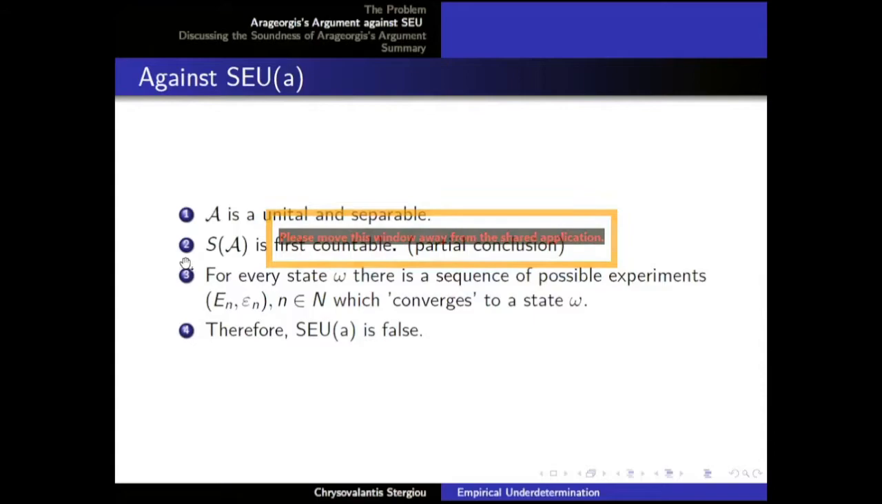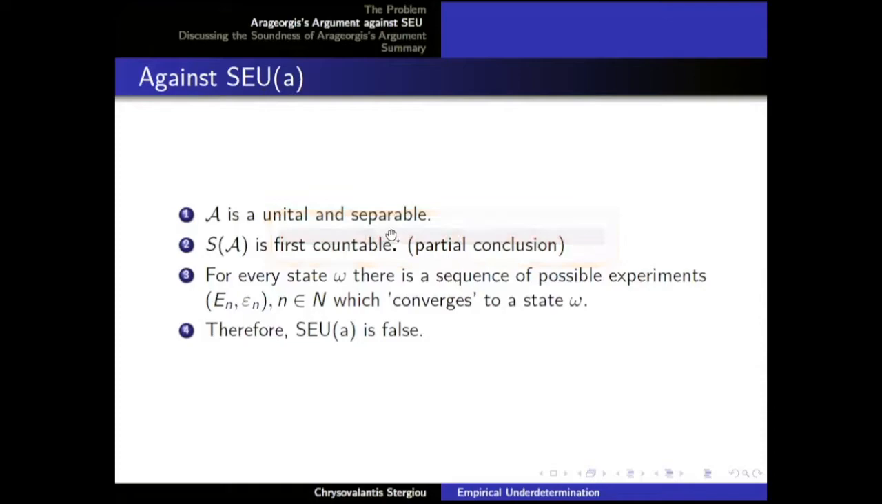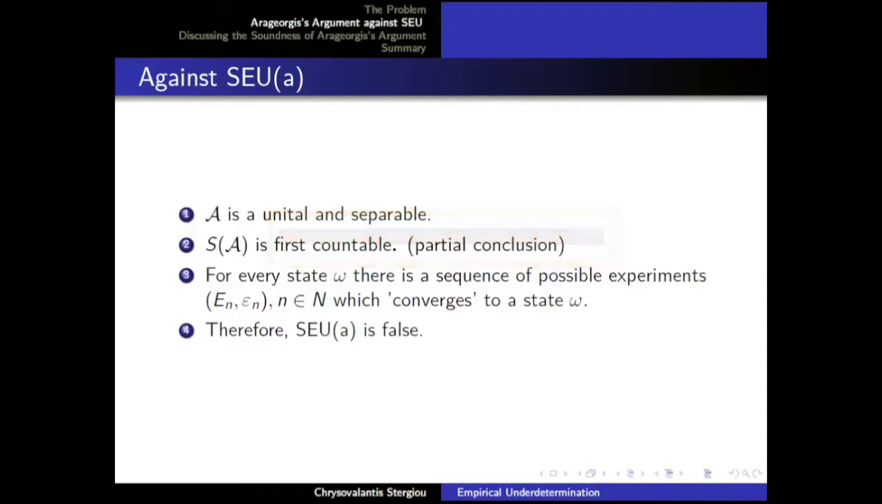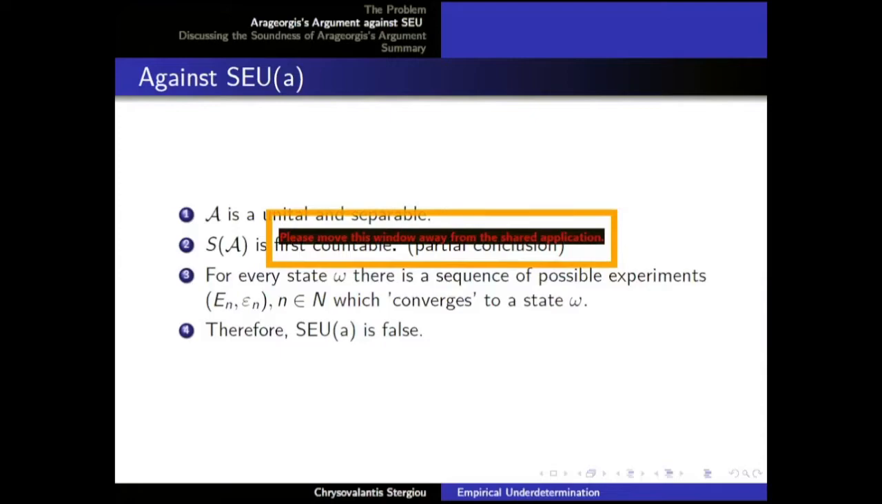From this assumption, he argued that the state space of a separable algebra is first countable. And then, from the assumption of first countability, he suggested a way to talk about a series of possible experiments that in the limit converge, in a non-strict mathematical sense, obviously. Experiments cannot converge, but okay. So they converge to a state omega. And if in the limit we have the state omega in terms of monitoring experiments, then the strong empirical underdetermination thesis is false.